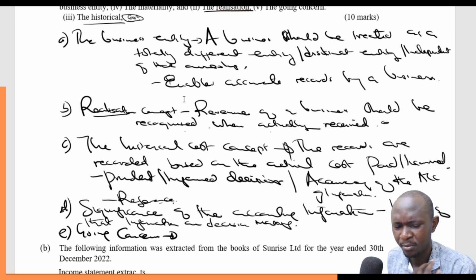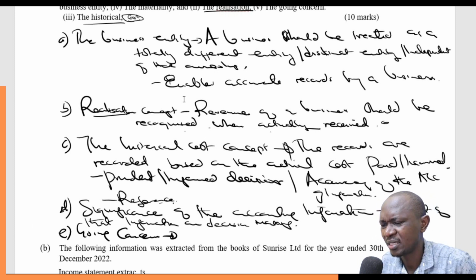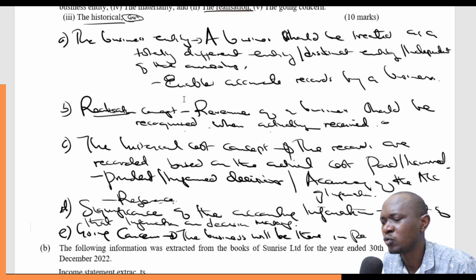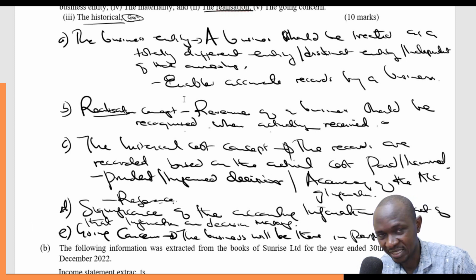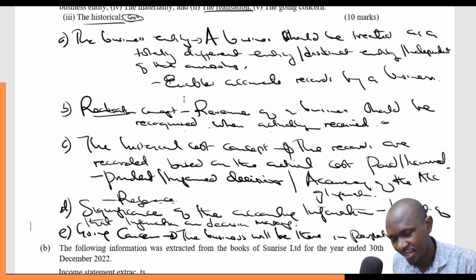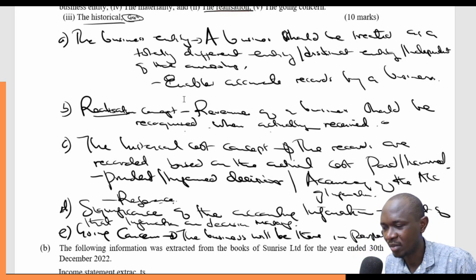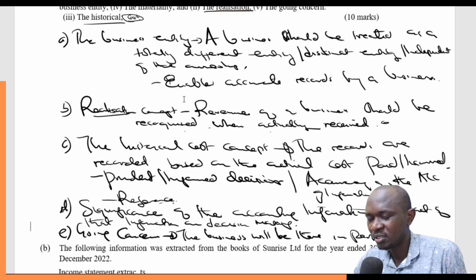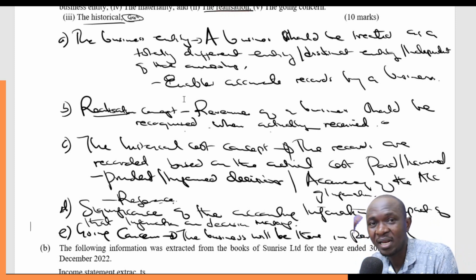Going concern is more of an assumption, and it assumes that the business will be there in perpetuity. This simply means that the business will be there for as long as it takes. The business will be there next week, next month, next year, the other year, 10 years from now. It's an assumption. And this assumption is very important because we are keeping the books of a business, so we assume that the business will be there to continue.